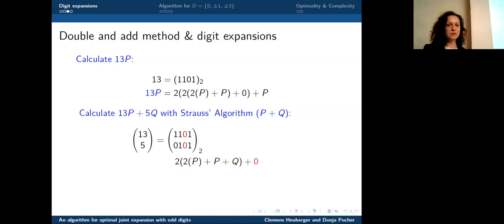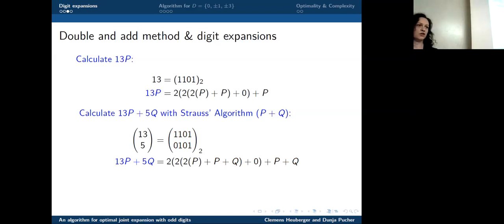Then we double it, and we don't have to add anything because this is a 0 column. And then we double it, and we add p plus q. And altogether, we have calculated 13p plus 5q. So how many operations are needed?